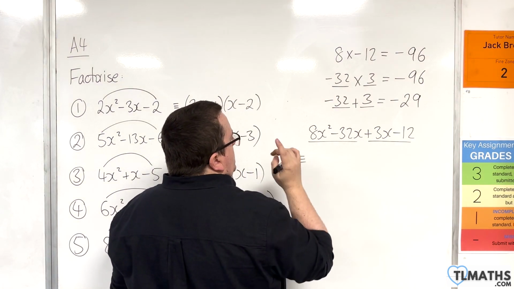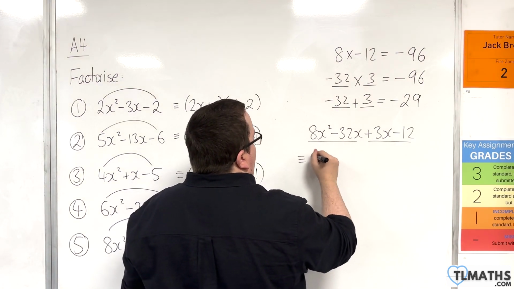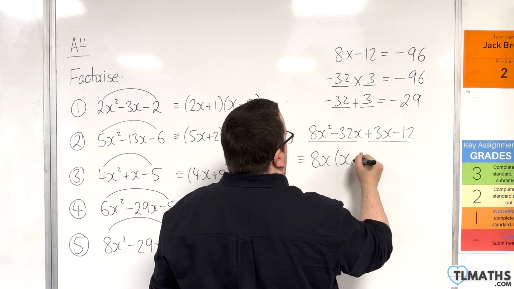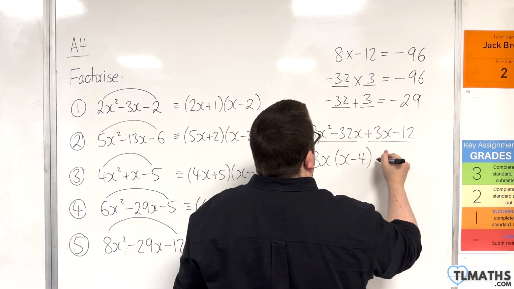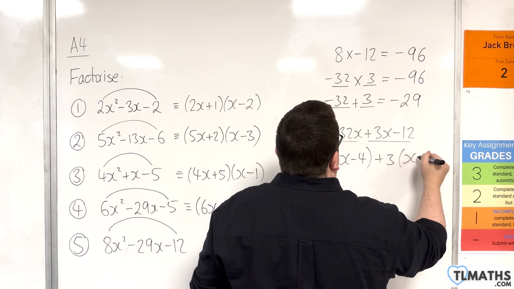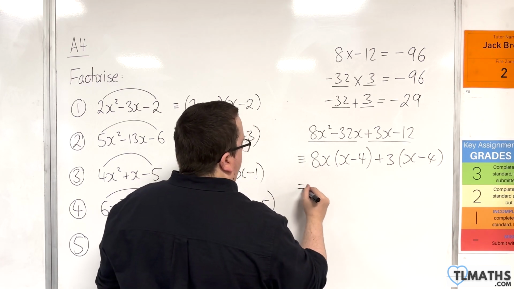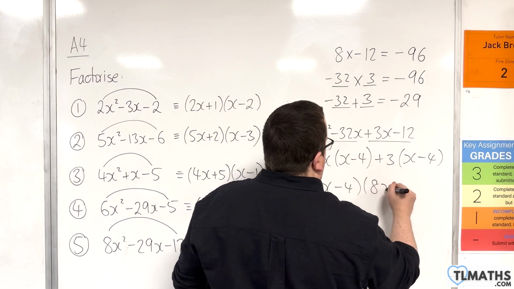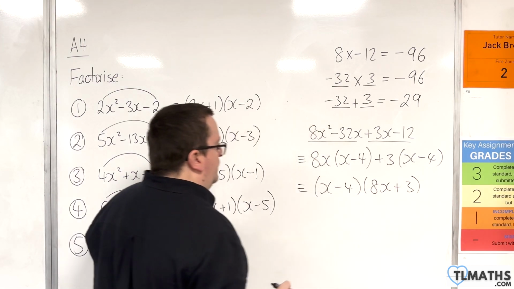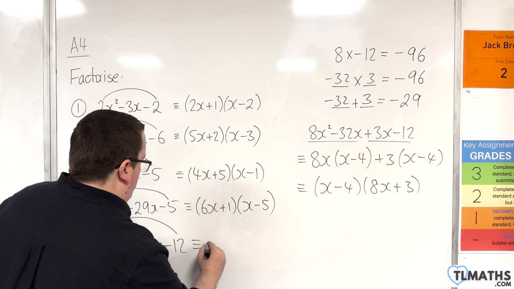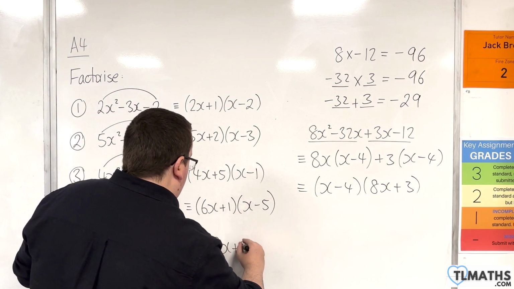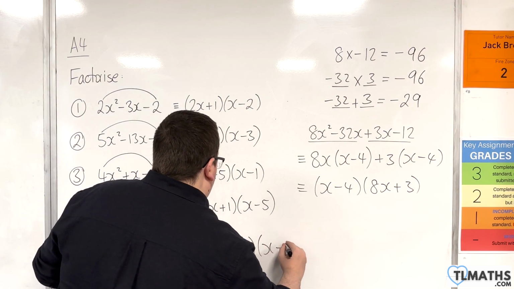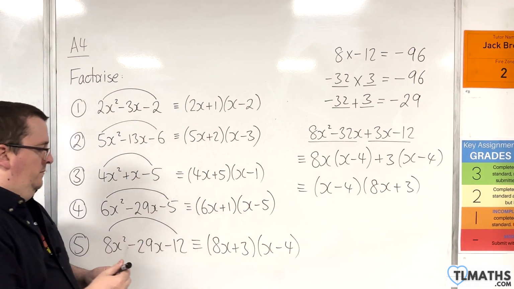2 halves. So we can factor out 8x and then x take away 4. And then we'll have 3 lots of x take away 4. So one of the brackets is x take away 4 and the other bracket is 8x plus 3. So 8x plus 3, x take away 4. And I'm done.